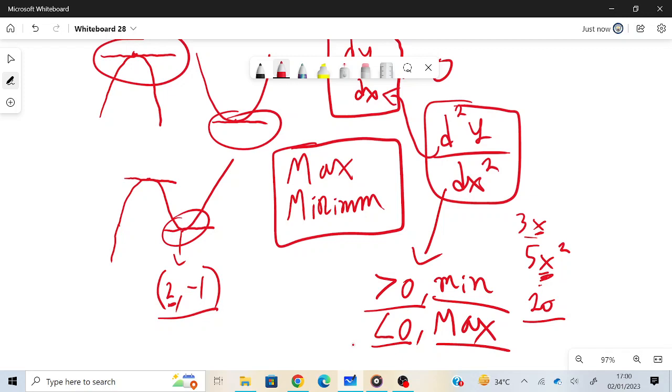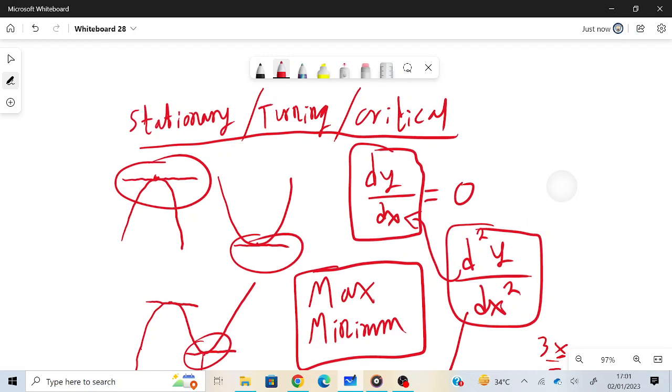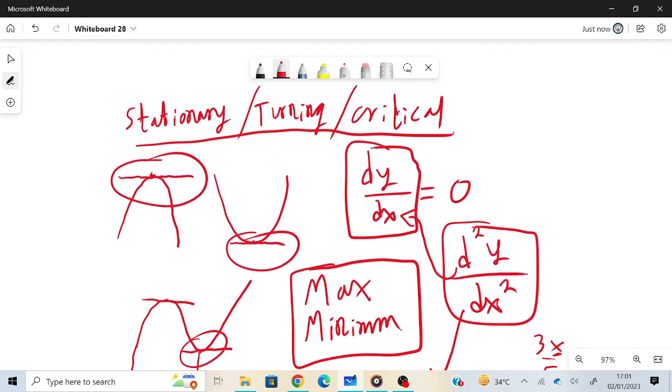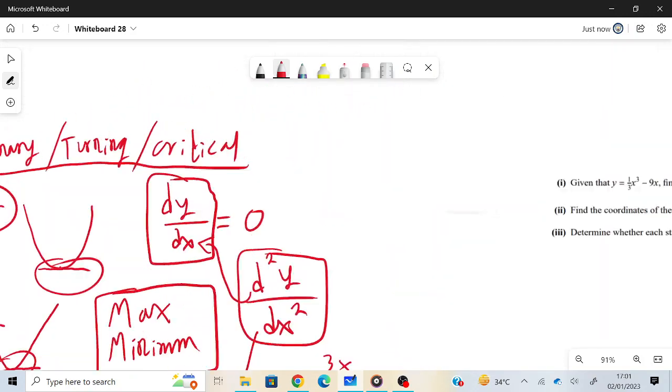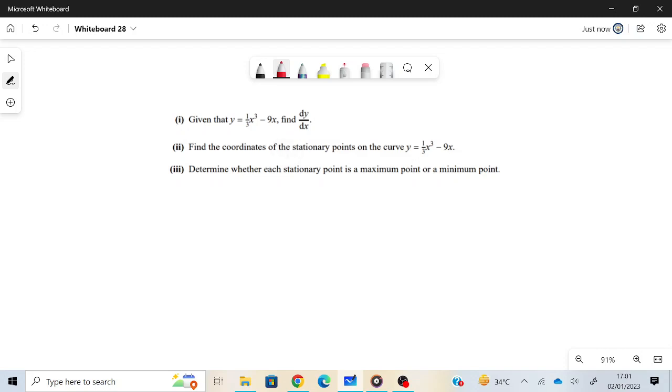So that's the basic foundation of the knowledge on stationary points, turning points, critical points, all the same thing, second derivative, and maximum or minimum. So let's head into our first example.